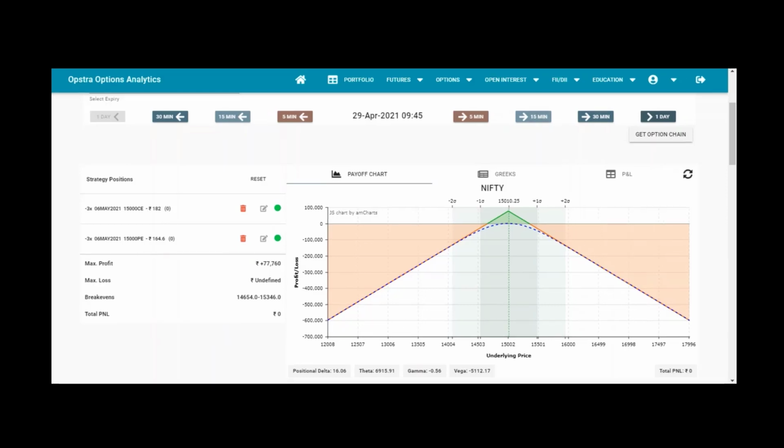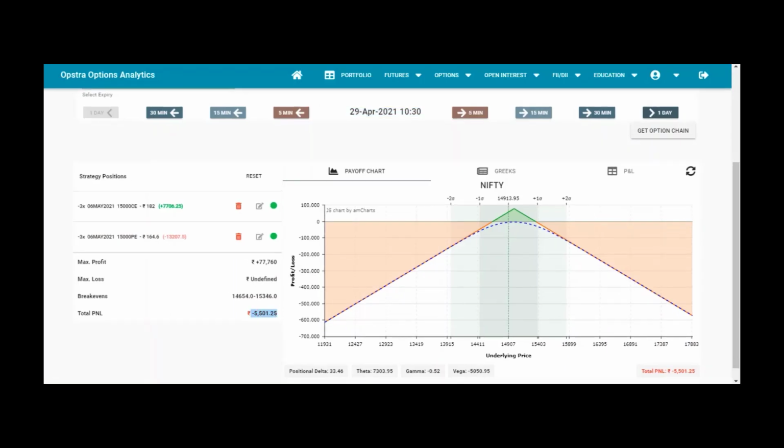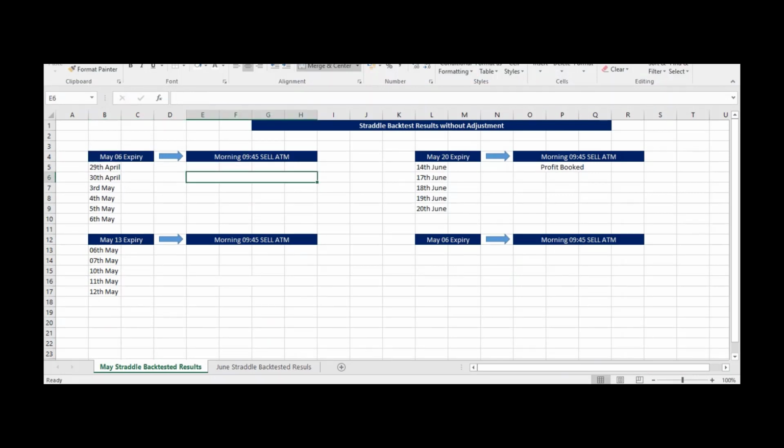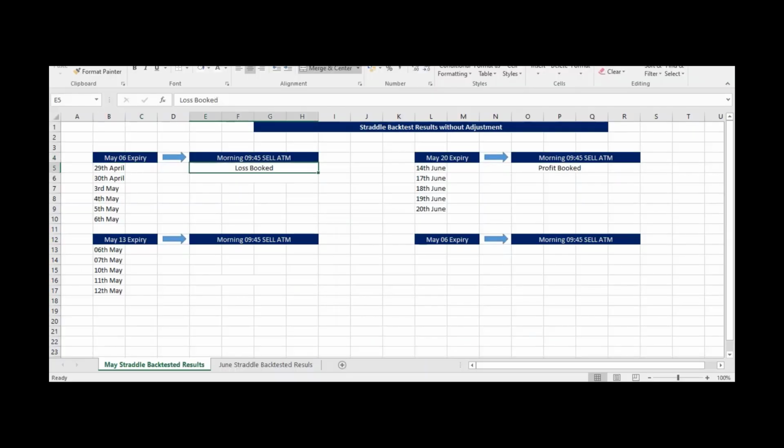Let me go 15 minutes ahead. On 29th April at 10:30 a.m., our stop loss is triggered, so we will exit this straddle. We are not doing any adjustment. Let me update the Excel sheet: on the same day, loss booked. Now I won't do any more straddles in the same expiry, as we are doing it for each expiry. So for this first expiry, the May 6th expiry, we booked the loss and exited.